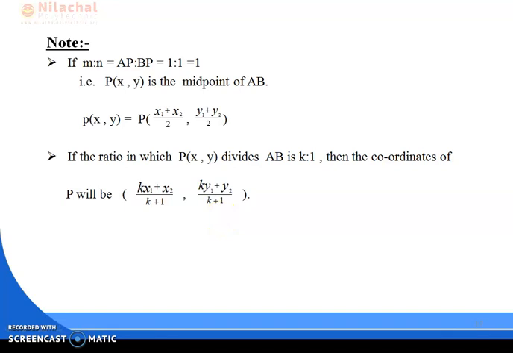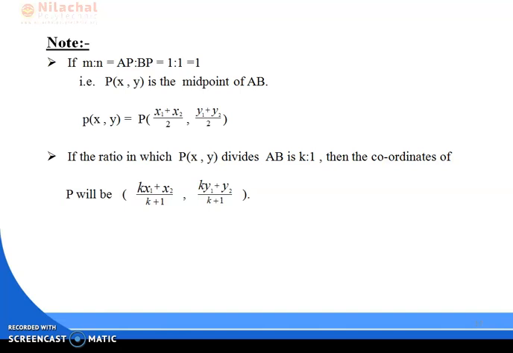Let's see the notes. If m is to n equals AP by BP equals 1:1, that means P must be the midpoint. If P is the midpoint of the line AB, then what should be the x coordinate and y coordinate of the P point? This is called the midpoint formula. The x coordinate must be x1 plus x2 by 2 and the y coordinate must be y1 plus y2 by 2. This is the midpoint formula.